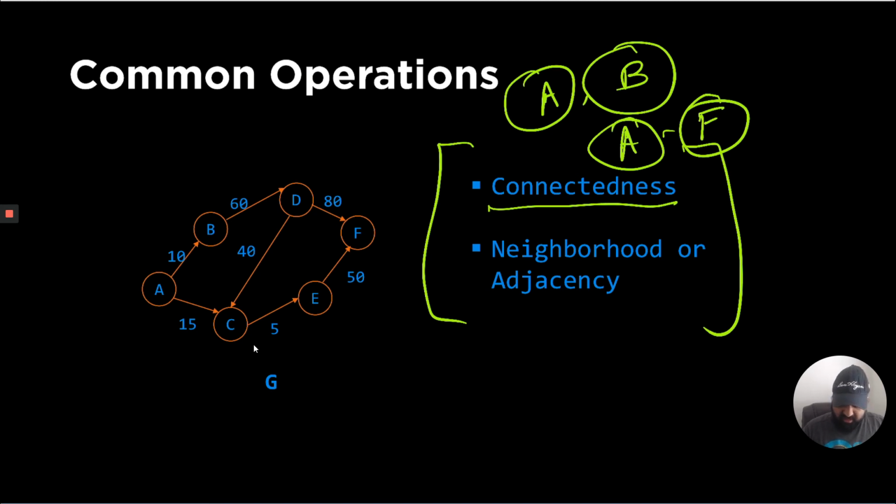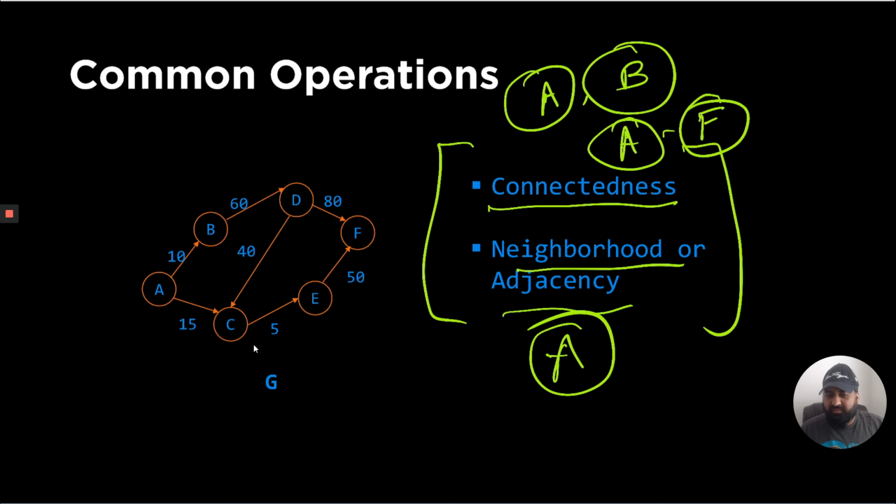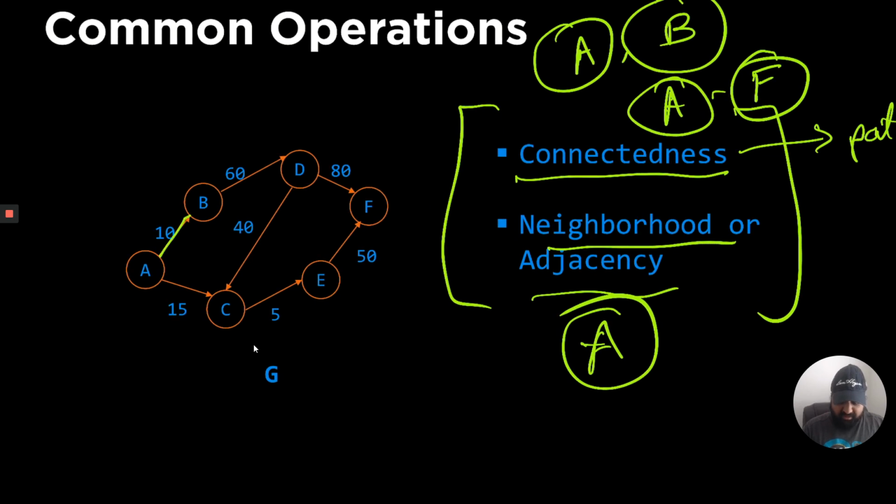The second one is neighborhood or adjacency. When we are discussing neighborhood or adjacency, what I mean is what are the neighbors of node A? So how fast can we tell what the neighbors of node A are? The first one was connectedness, which is how fast we can tell whether A is connected to B or not, directly. I'm not talking about whether there's a path from A to F or A to B, but I'm talking about whether A and B are directly connected.